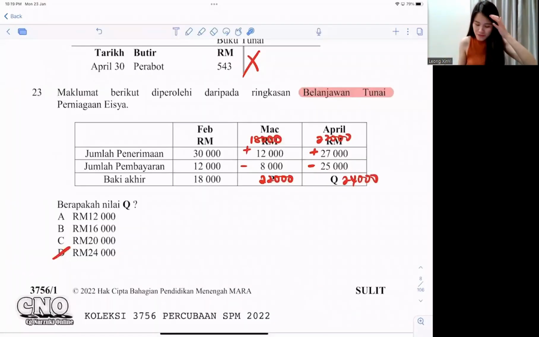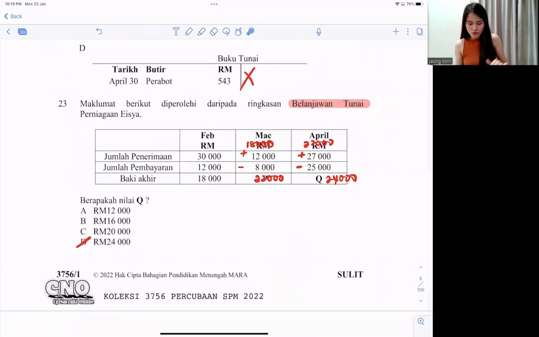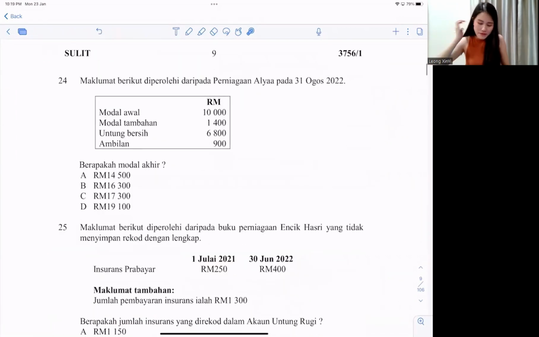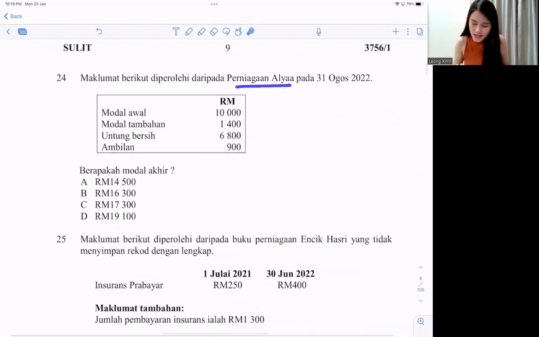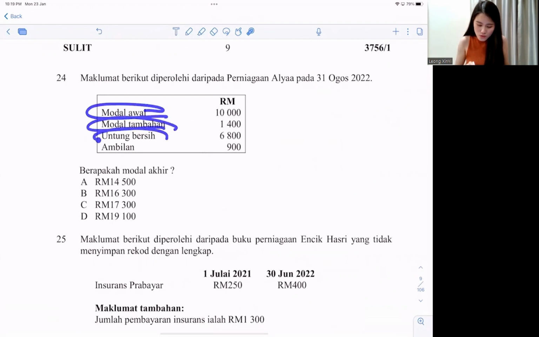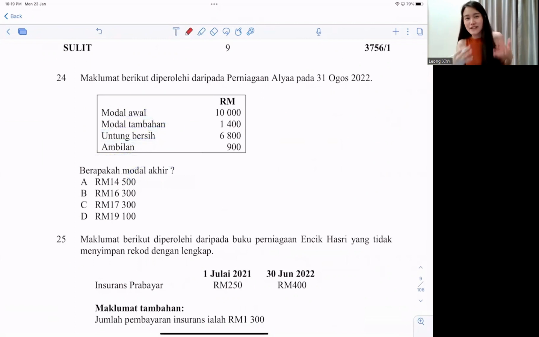Let's continue. All right, so let's move on to our question 24. Maklumat berikut diperolehi daripada perniagaan Alia pada 31st August. So they gave us modal awal, modal tambahan, untung bersih, and ambilan modal AQ. So usually when we have given this, it's when it's a record tak lengkap question, perbandingan. So we do a reverse equity per minute. But now, they just want a normal one, guys. So easy. Plus whatever you need to plus, minus whatever you need to minus. Then that's your modal AQ.